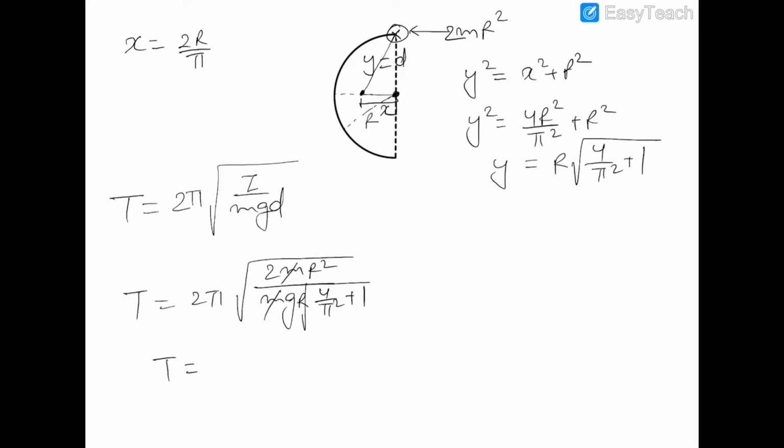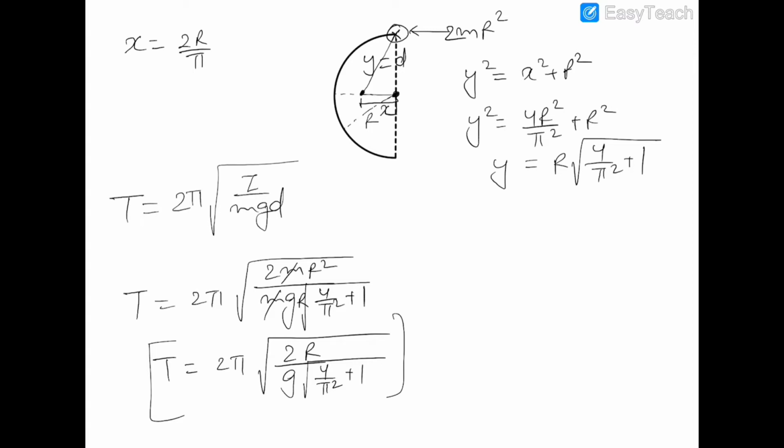So T will be equal to 2 pi under root of 2r by g under root of 4 by pi square plus 1. So this is the time period of the small oscillations of this semicircular ring about this axis.